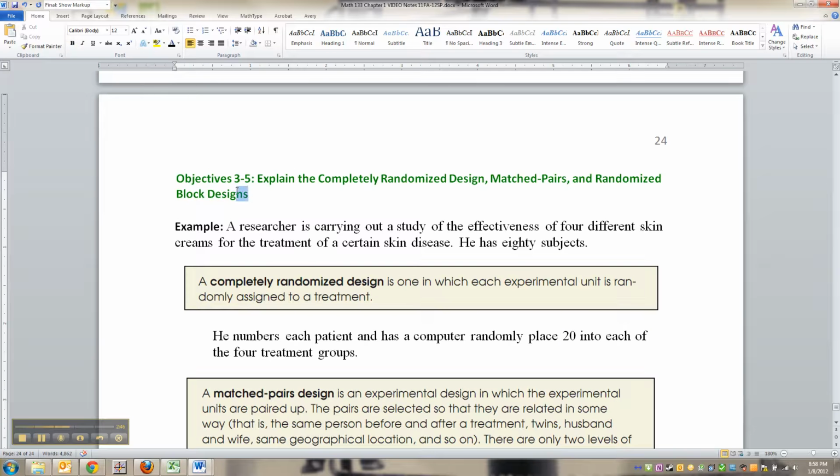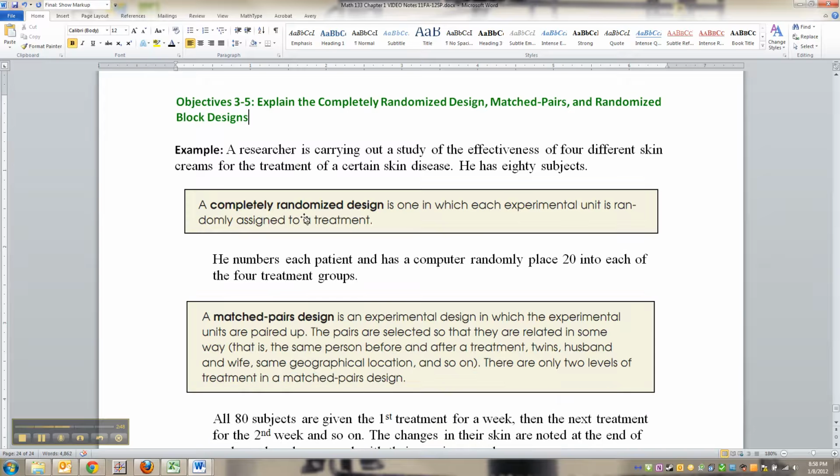All right, so I lumped together the last objectives, which are the different types of ways that you can design your experiment. So there's the completely randomized design, which is the one in which each experimental unit is randomly assigned a treatment. So you just grab a bunch of people and randomly pick them. That's it.